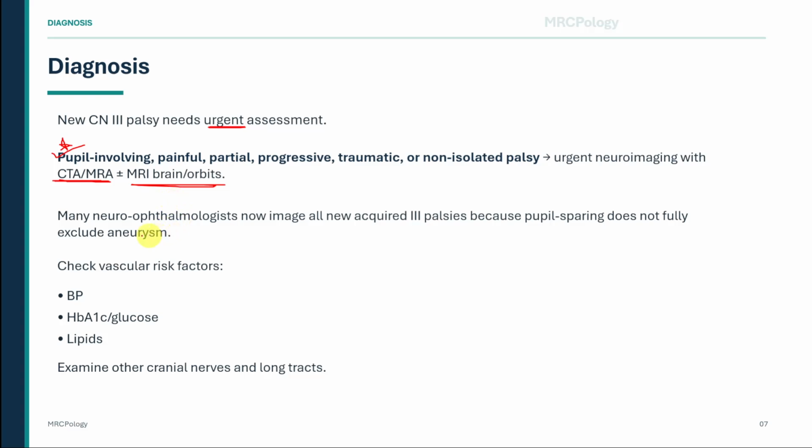At the same time, assess vascular risk factors. Check blood pressure, glucose or HbA1c, and lipids. But do not let the presence of diabetes falsely reassure you. A diabetic patient can still have an aneurysm.